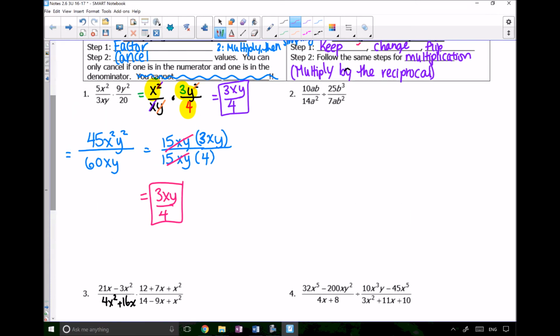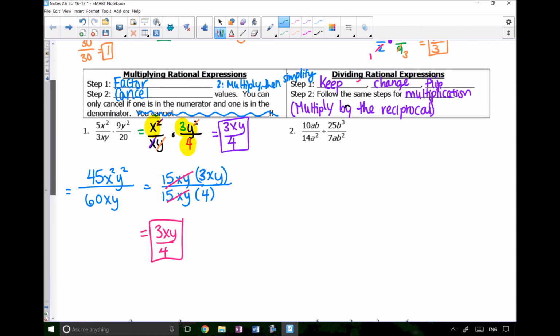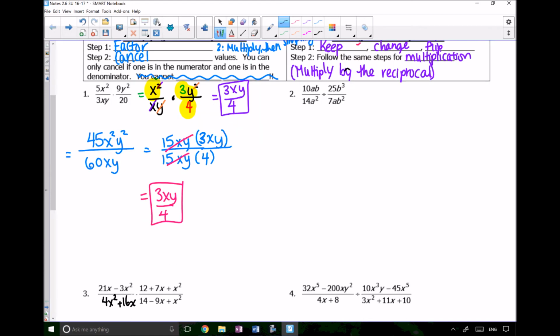Okay, so now take a look at example number 2. It says 10ab over 14a squared divided by 25b cubed over 7ab squared. So the first thing I'm going to do is rewrite it with my multiplication by the reciprocal. So I'm going to copy down the 10ab over 14a squared, okay? And then instead of divide right here, I'm going to multiply. And then instead of having this fraction right here, I'm going to have the reciprocal. So I'll have 7ab squared over 25b cubed.